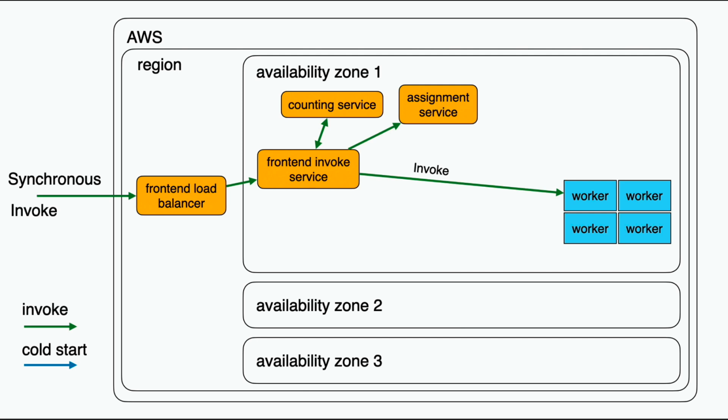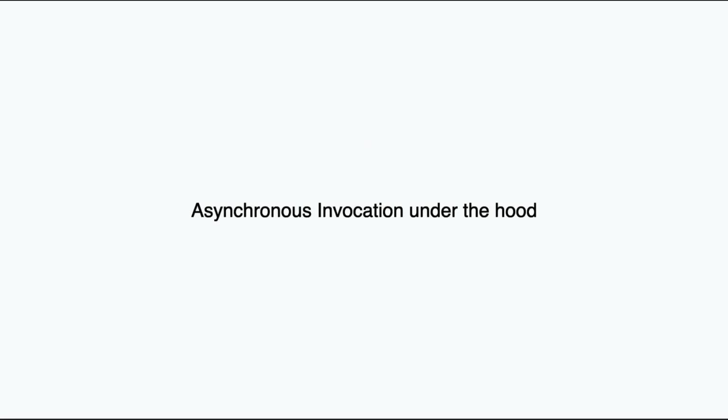So when a subsequent invoke request comes in, the assignment service knows that our previous execution environment is now warm and ready. It tells the front end, and the front end then sends the invocation payload to this worker host right away without having to create a new execution environment. So existing execution environments are reused wherever possible. And so that was synchronous invocations.